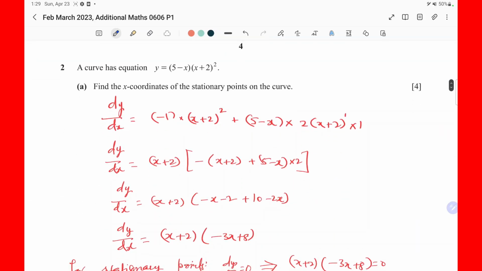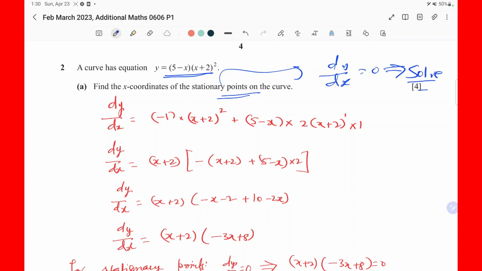Now come to the second question that says a curve has equation y equals 5 minus x, bracket x plus 2 whole squared. Find the x coordinates of the stationary points on the curve. So a stationary point, right? A stationary point means first we need to find dy by dx, and then we have to equate it to 0, and then we have to solve, right? So first we need to find dy over dx. So here this is 5 minus x, bracket x plus 2 whole squared.